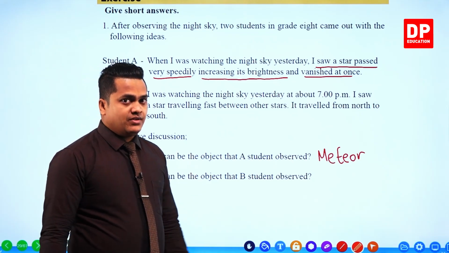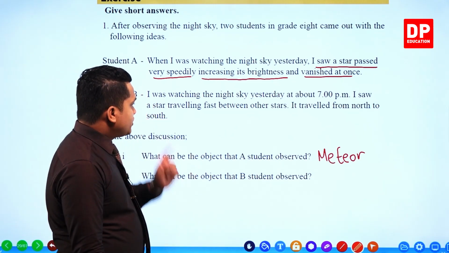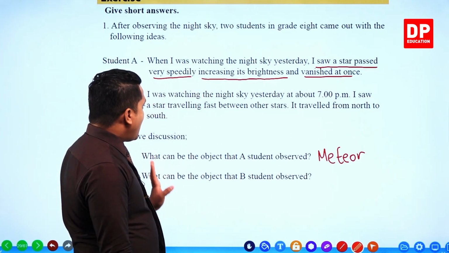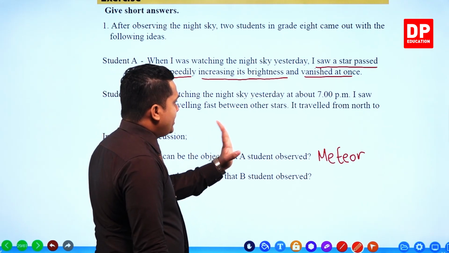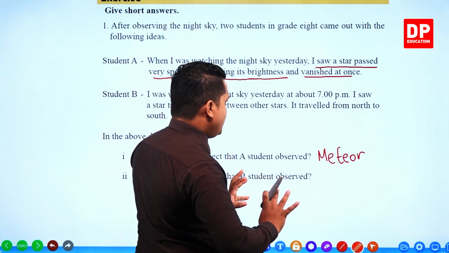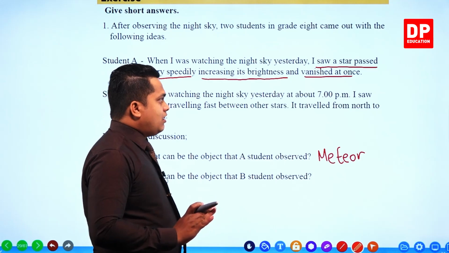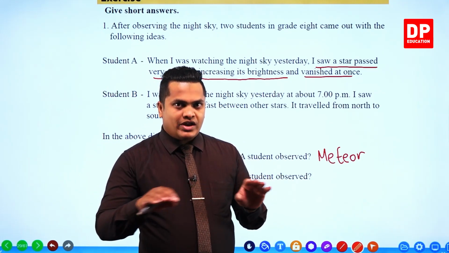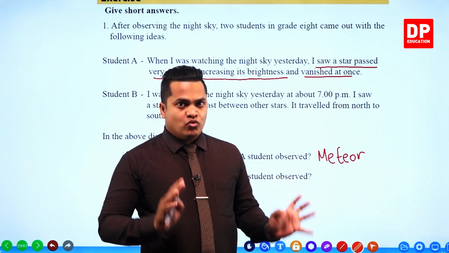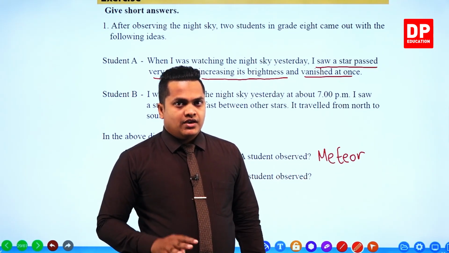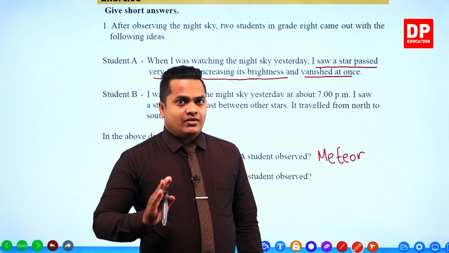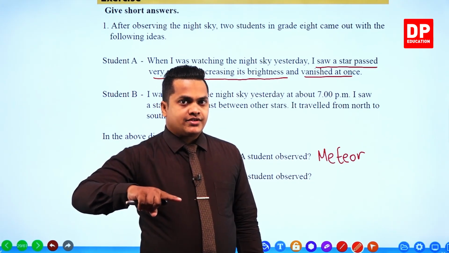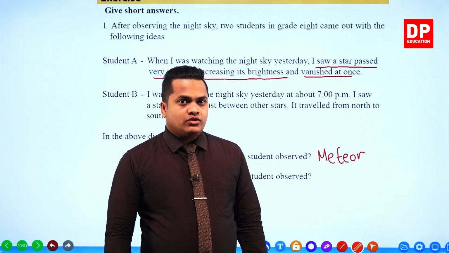Then the next one: what can be the object that student B observed? Let's go for the B statement. I was watching the night sky yesterday about 7 p.m. I saw a star traveling fast between other stars. It traveled from north to south. Traveling from north to south means it's moving on a particular straight line, in the north to south direction.